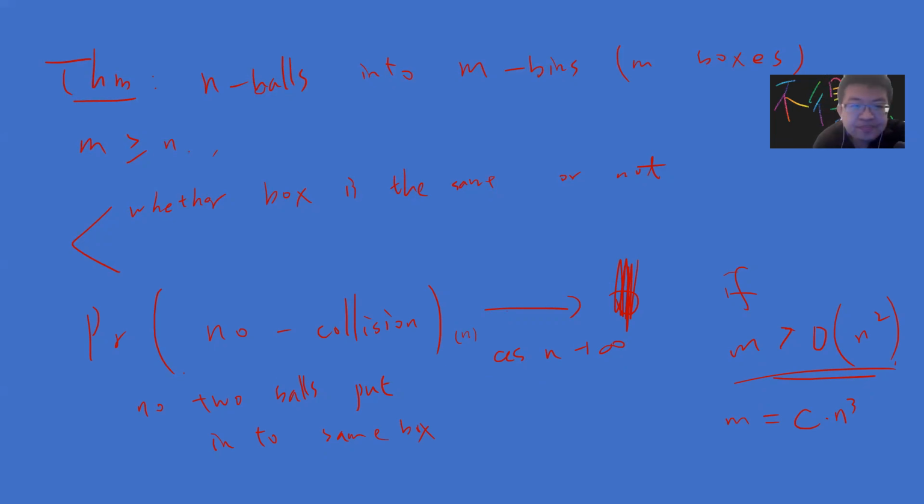Okay, let's work on the first case. Proof. The first case is that every box is different. Let's say I have x1, x2, up to xm, so I have m boxes which satisfy this. And I want to ask about the probability that there is no collision.